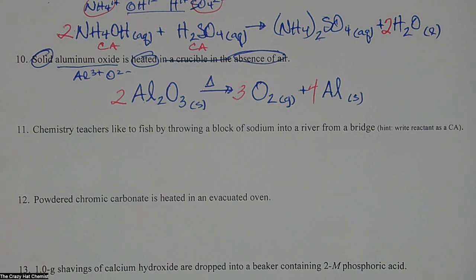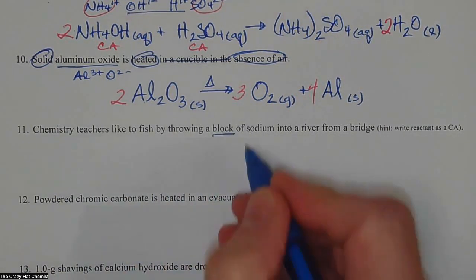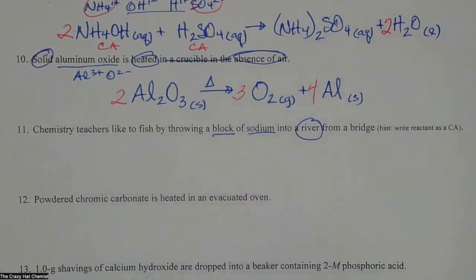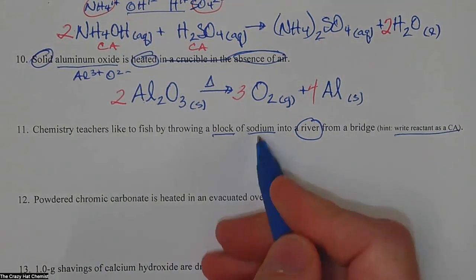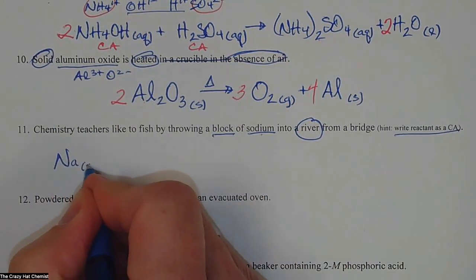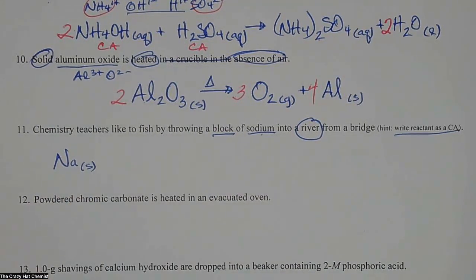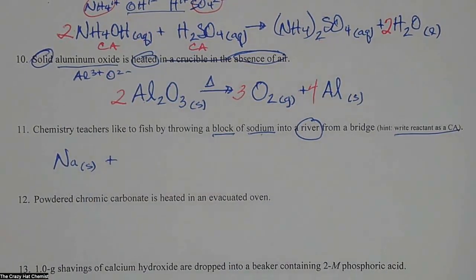Number 11 says chemistry teachers like to fish by throwing a block of sodium into a river. Okay. And then it says, hint, write the reactant as a compound. Well, you can't write sodium as a compound, but you can certainly write the other one as a compound. So block of sodium, that is sodium as an element all by itself, that is a solid. And then the river would be water.